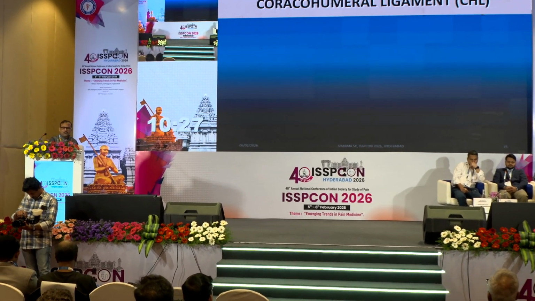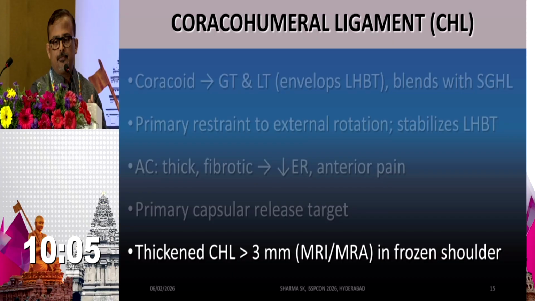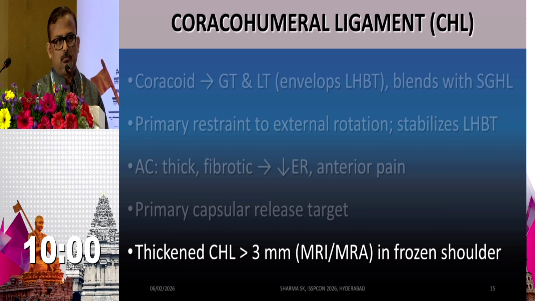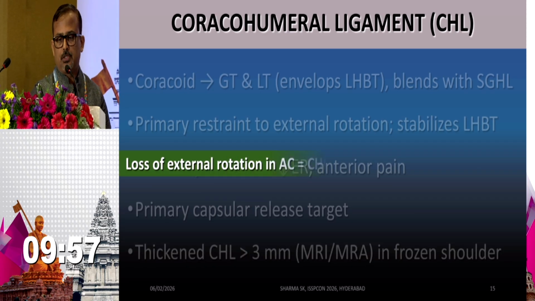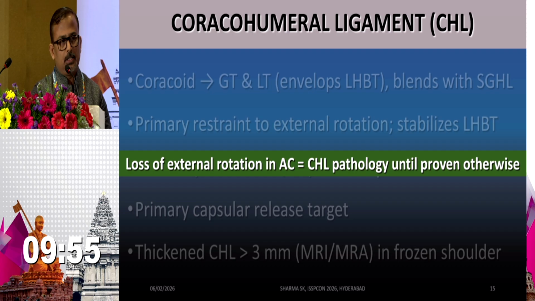Now coming to the most important part for adhesive capsulitis, which is the coracohumeral ligament. It basically envelops the long head of biceps tendon. It's the most important structure related to external rotation. It thickens, and that leads to decreased external rotation and anterior pain, and it's a target for capsular release. On MRI, if the coracohumeral ligament is more than 3 millimeters, that is pathognomonic for frozen shoulder. It's basically a diagnosis until proven otherwise.